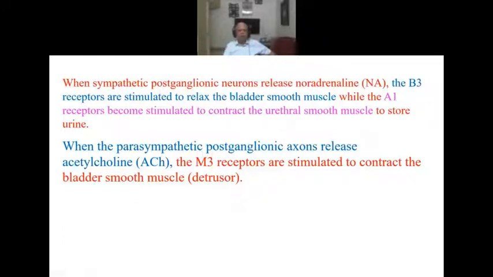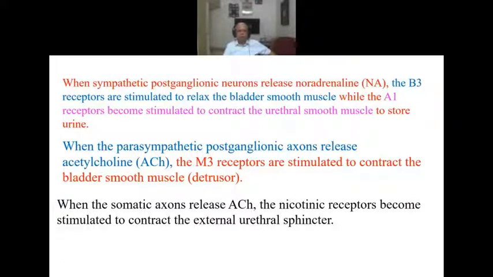So parasympathetic postganglionic axons release acetylcholine. The M3 receptors are stimulated, which cause the detrusor contraction for voiding. At the same time, the external urethral sphincter also will be relaxed. These are the pathways that conjunctively lead to urination.